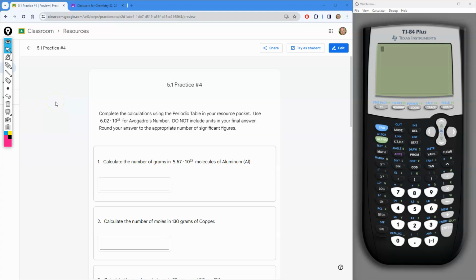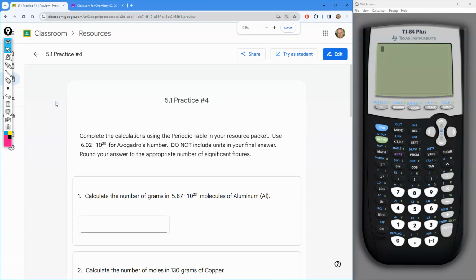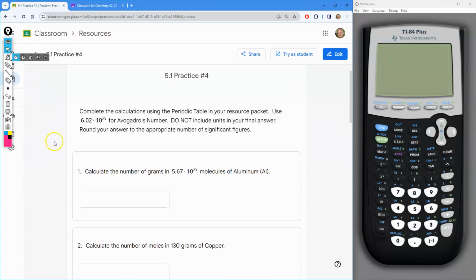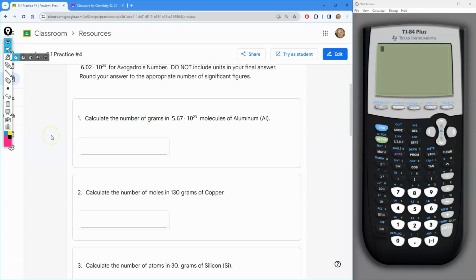In this video, we are going to go through some 1 and 2-step practice. So let's begin. Problem number 1 says calculate the number of grams in 5.67 times 10 to the 23rd molecules of aluminum. I should actually say atoms of aluminum, but that's okay. So we are given molecules and it's asking for grams. We're going to need 2 steps here because there isn't a direct way to go from molecules to grams. We need to convert to moles first.